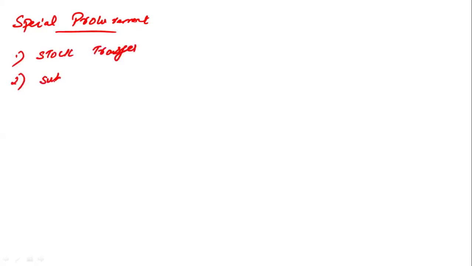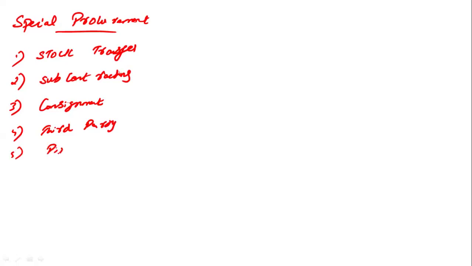One is subcontracting. One is consignment. And one is third party. And we also have the pipeline. Okay, so these are the different types of procurement that we have in SAP. The initial one will be standard procurement. Apart from standard procurement, we have these different types of procurement. One is stock transfer, one is subcontracting, consignment, third party, and the pipeline.